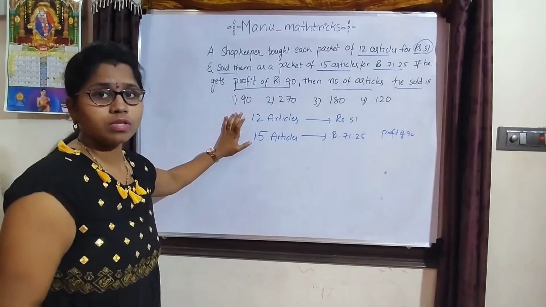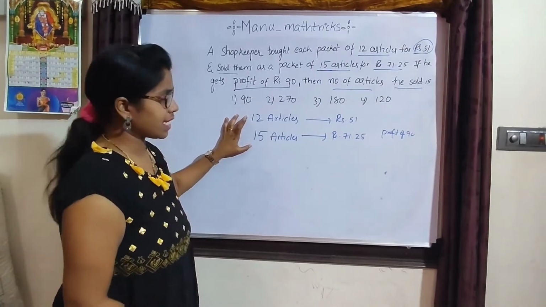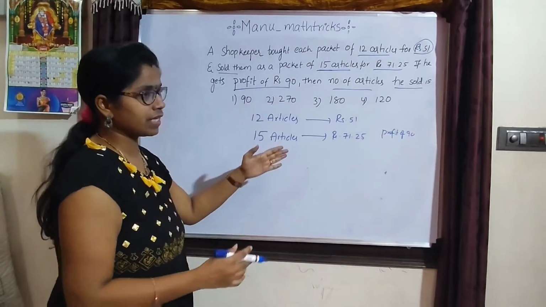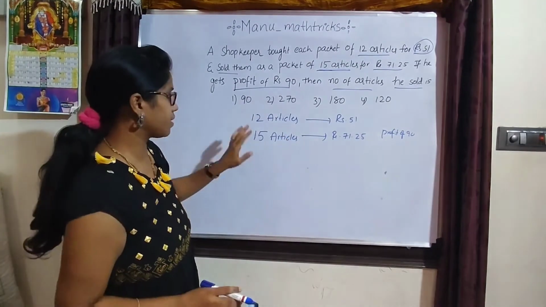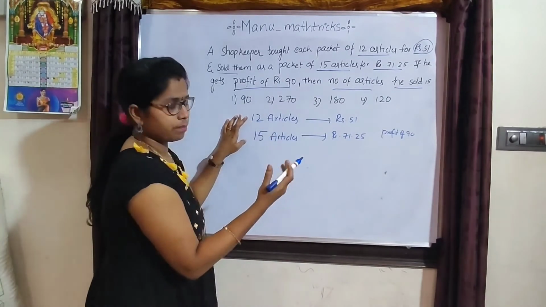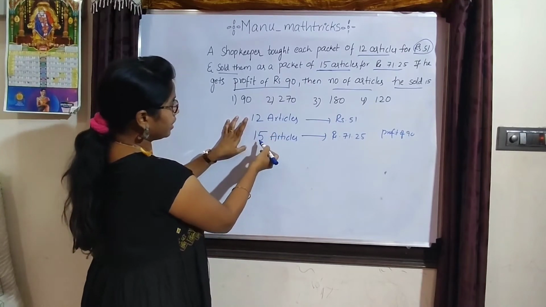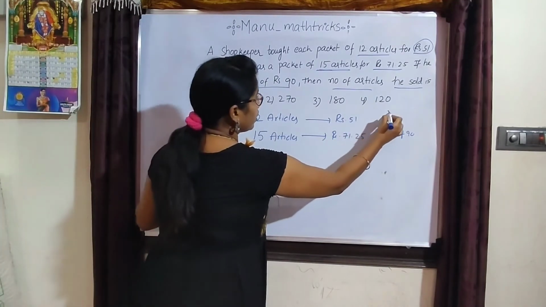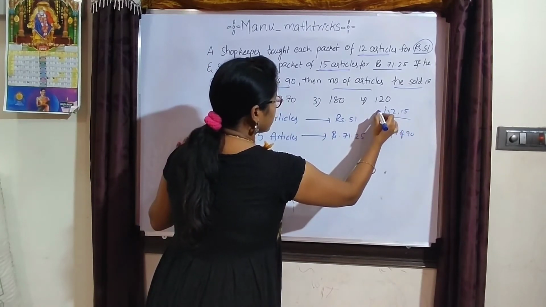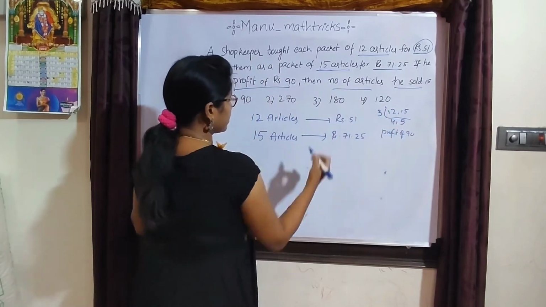Now actually to solve this type of question, we should make the quantities equal. Here 12 articles and 15 articles. We cannot make it for one article, and the conversion will be very difficult. So let us make the quantity into equal parts. How can we convert? That is, which is the common multiple. So the least common multiple of 12 and 15 is 60.